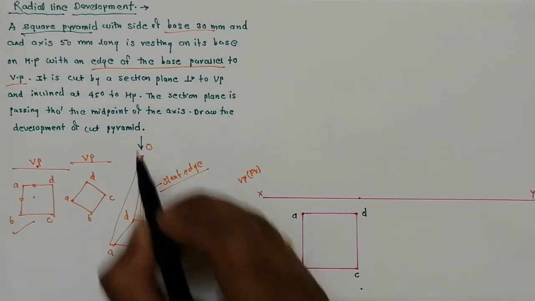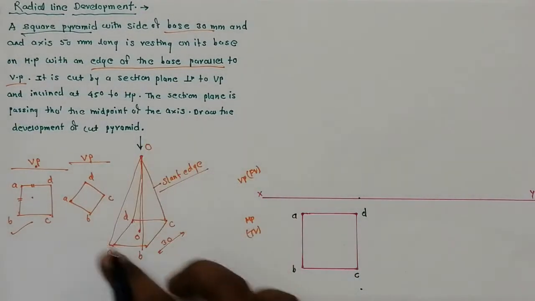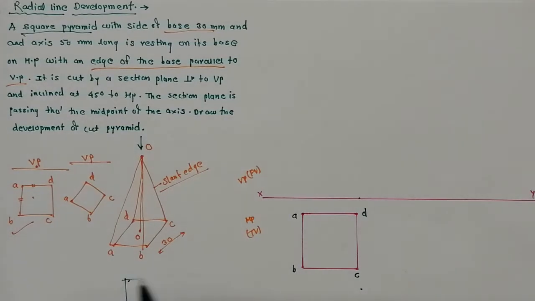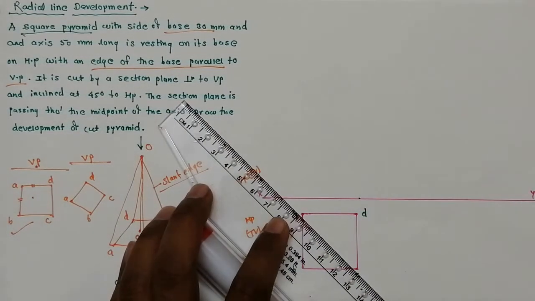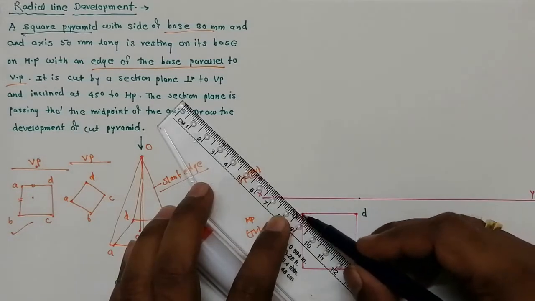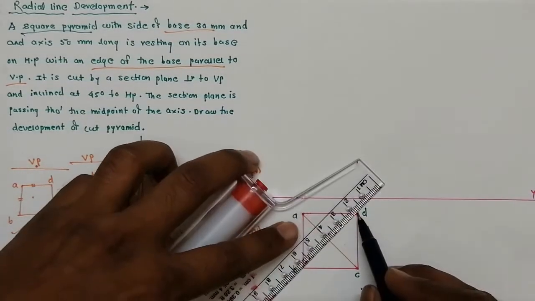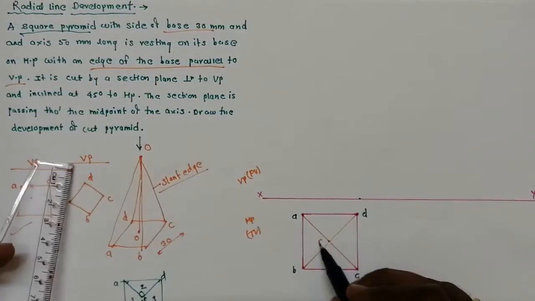Now in the top view, when we look at this square pyramid from above, we get the square ABCD and the apex O at the center, and all the corners of the square join with the apex. That is why we get four triangles: 1, 2, 3 and 4. So this is the top view of the square pyramid. It is very simple to find the center: we just join the opposite corners and we get the center. So this is our O.